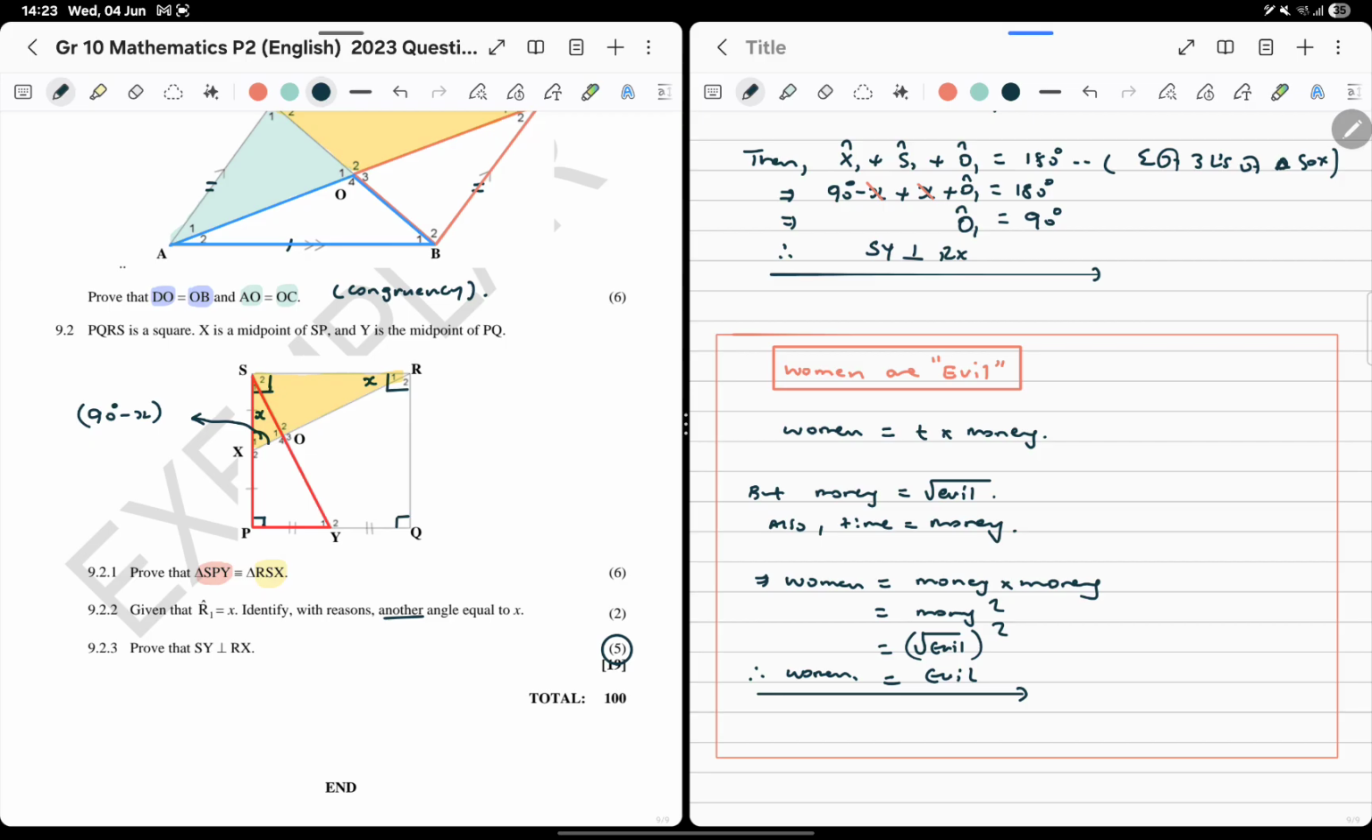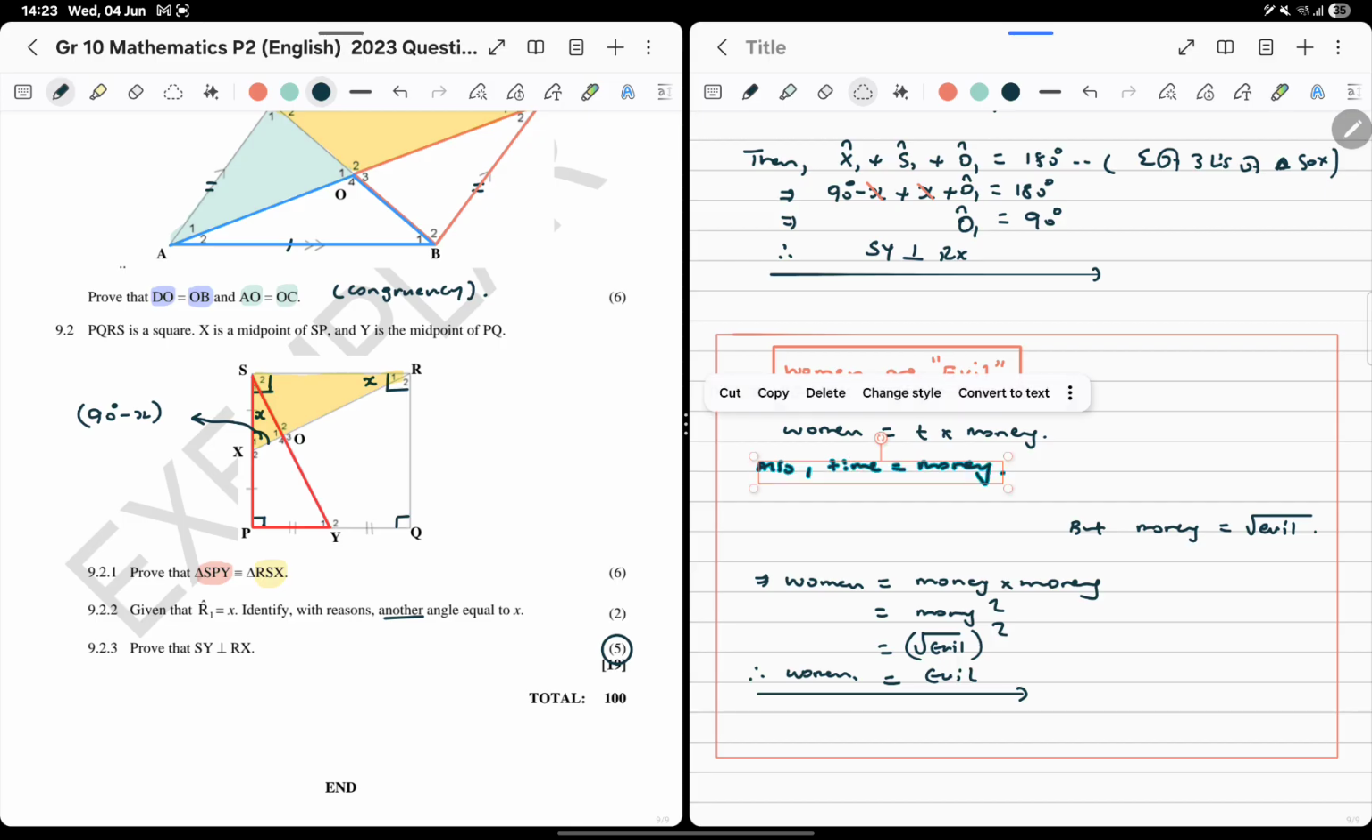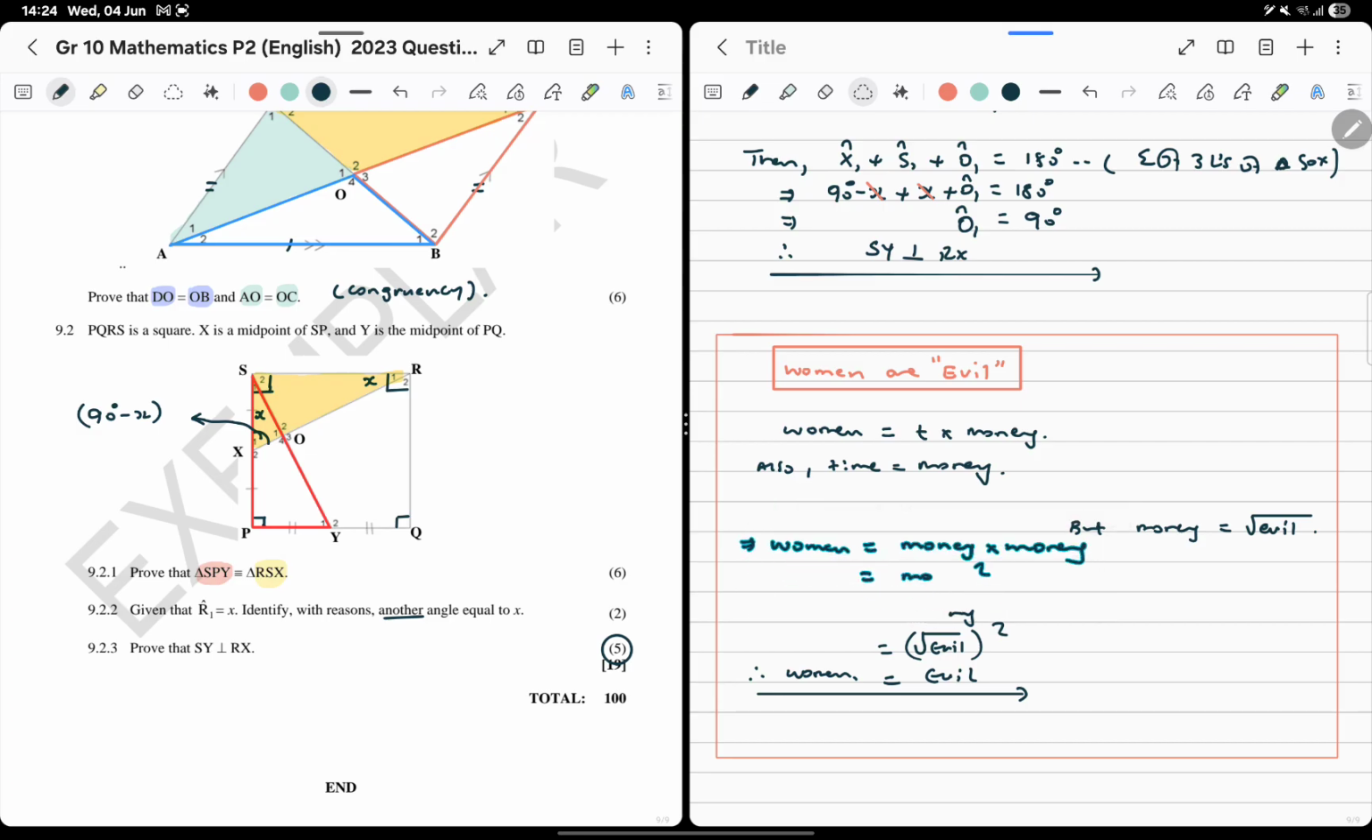So we know that women like time and money. So they're just time times money. But we know that money is the root of evil as well as time is money. Okay? But maybe let's reorganize our proof a bit. It doesn't look coherent. It looks jumpy. And then, what are we going to say? From that, we will say now here, our women are going to be money squared.